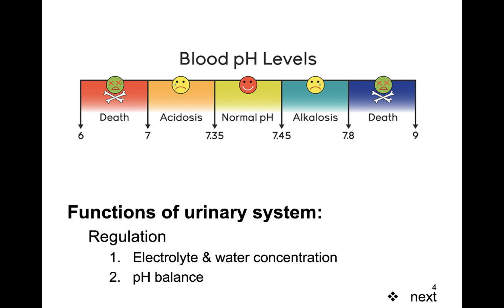Another function of the kidneys is that they regulate electrolyte and water concentration. So like I said, if you drink more water, you're going to be urinating more. And it's also going to maintain the pH balance by regulating hydrogen ion levels, the acidity of the body.